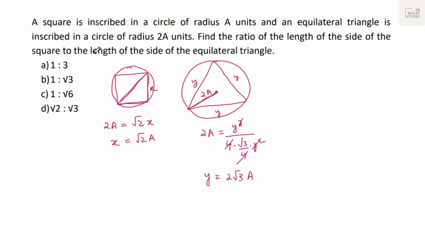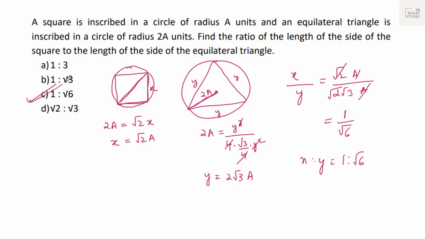Find the ratio of the length of the side of the square, that is x, to the length of the side of the equilateral triangle, that is y. Root 2 a by 2 root 3 a. A cancels, so this will become 1 by root 6. So x is to y is 1 is to root 6. And yes, that we have in option C.